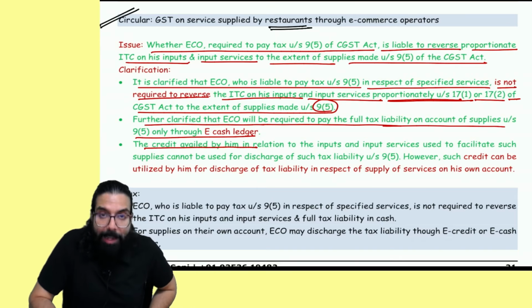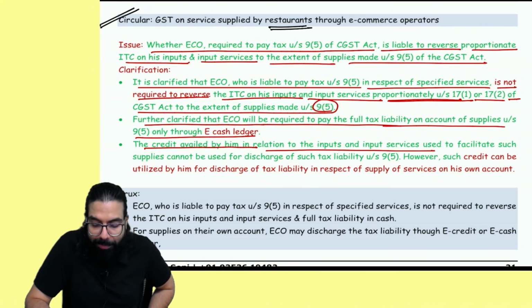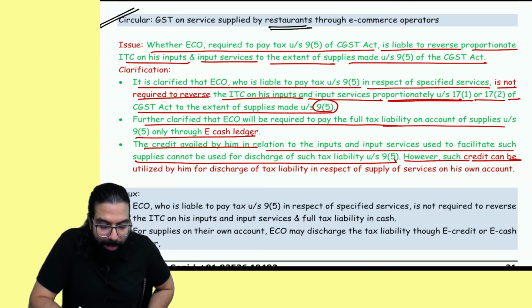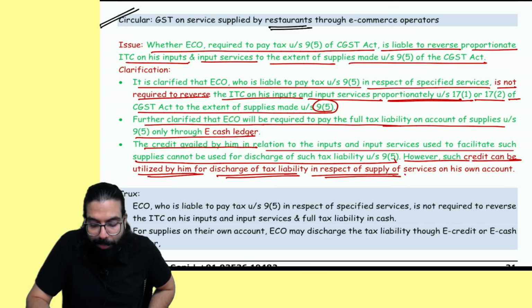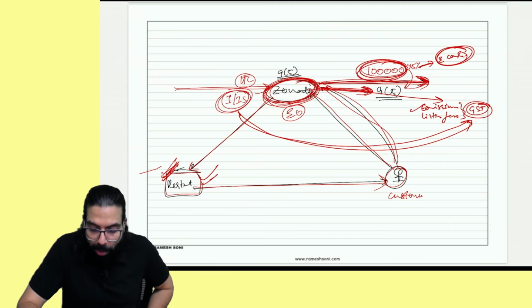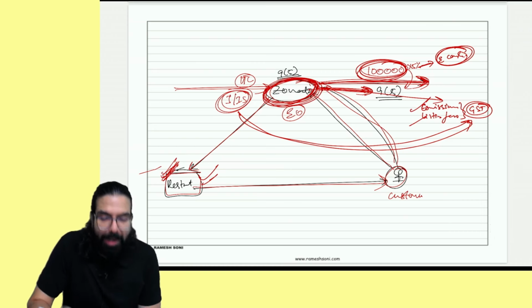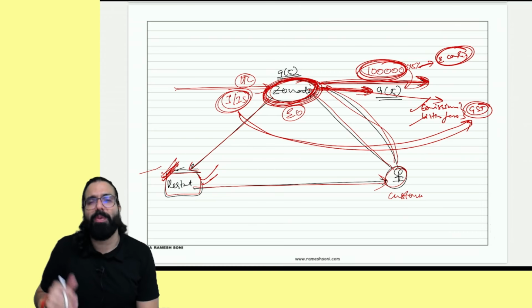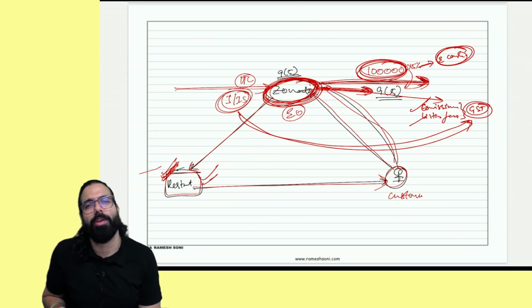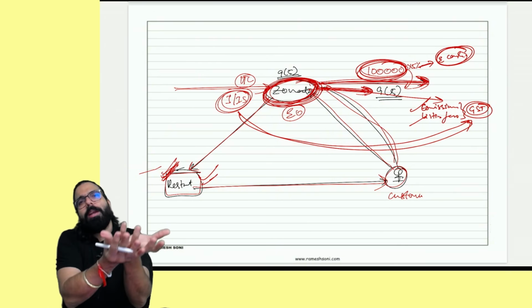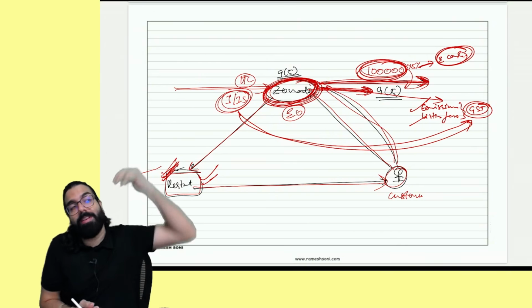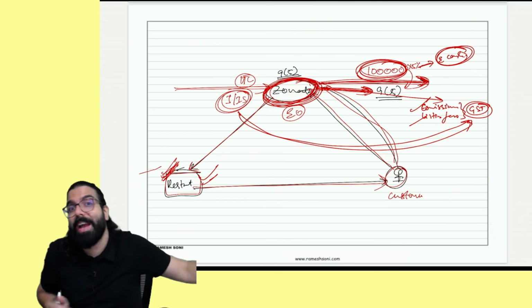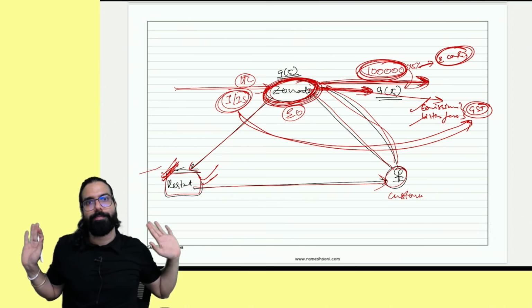The credit availed by him in relation to input and input services used to facilitate such supply cannot be used to discharge 9(5) liability. However, such credit can be utilized by him for discharging tax liability in respect of services on own account. That is, all other services it is providing, like commission charged to restaurant, listing fees charged to restaurant, marketing fees charged to restaurant, on those input tax credit can be availed. But the 9(5) tax which it is collecting and paying is always to be paid in cash.